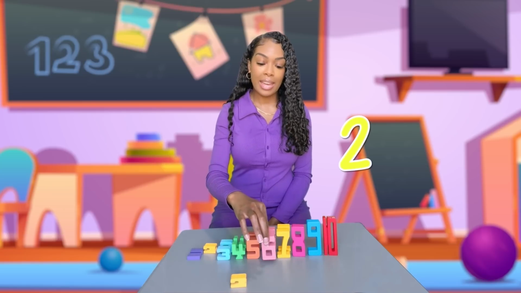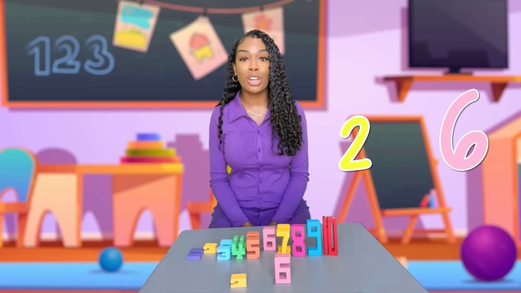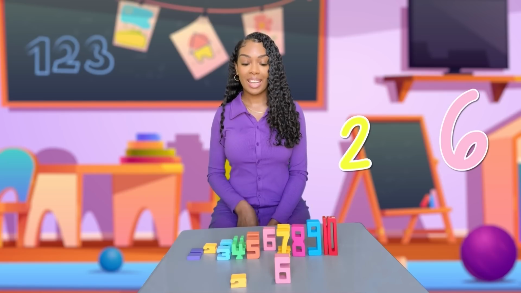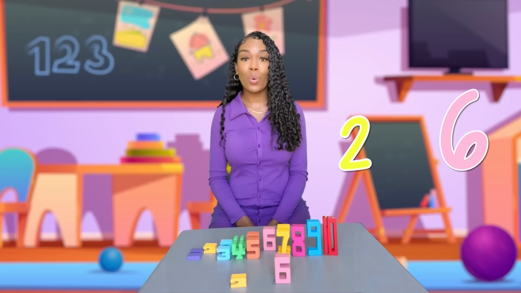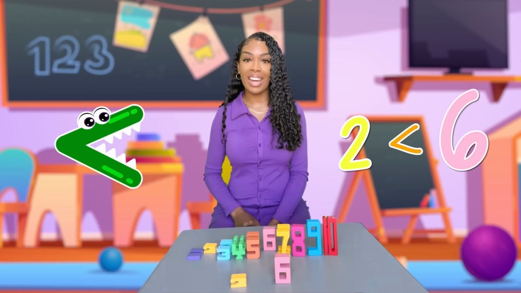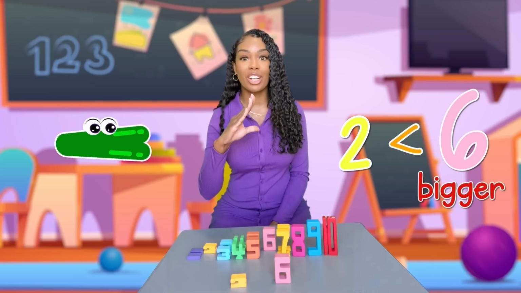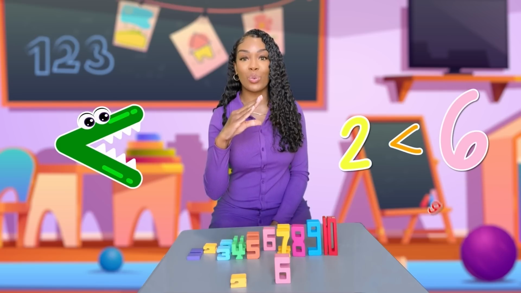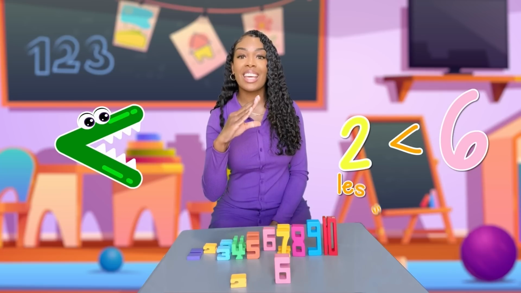2 and 6. Which number is the greater number? The greater number is the bigger number. 6 is bigger than 2. So which one is the greater number? 6, that's right. And remember, our mouth opens up towards the bigger number. Do your hand like this. 6 is greater than 2. And 2 is less than 6.